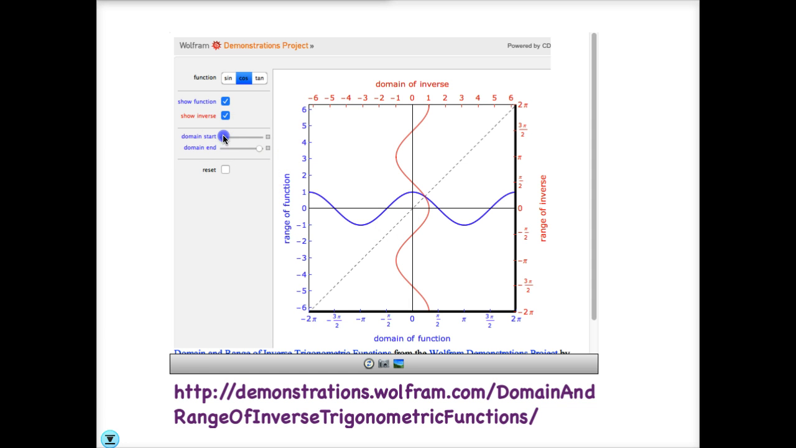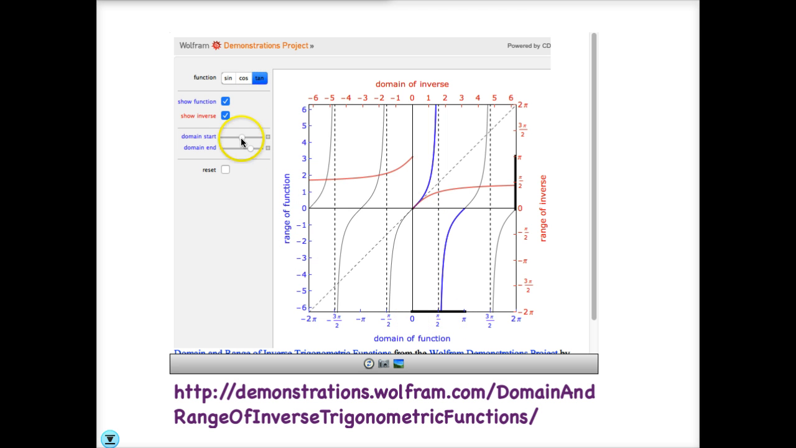With the cosine, we also need to restrict the domain. We end up restricting the domain from approximately 0 to pi. And you'll notice that when we do this, now both functions are indeed functions, the inverse in red and the blue function that we have to start with. So the cosine has a domain restriction of between 0 and pi.